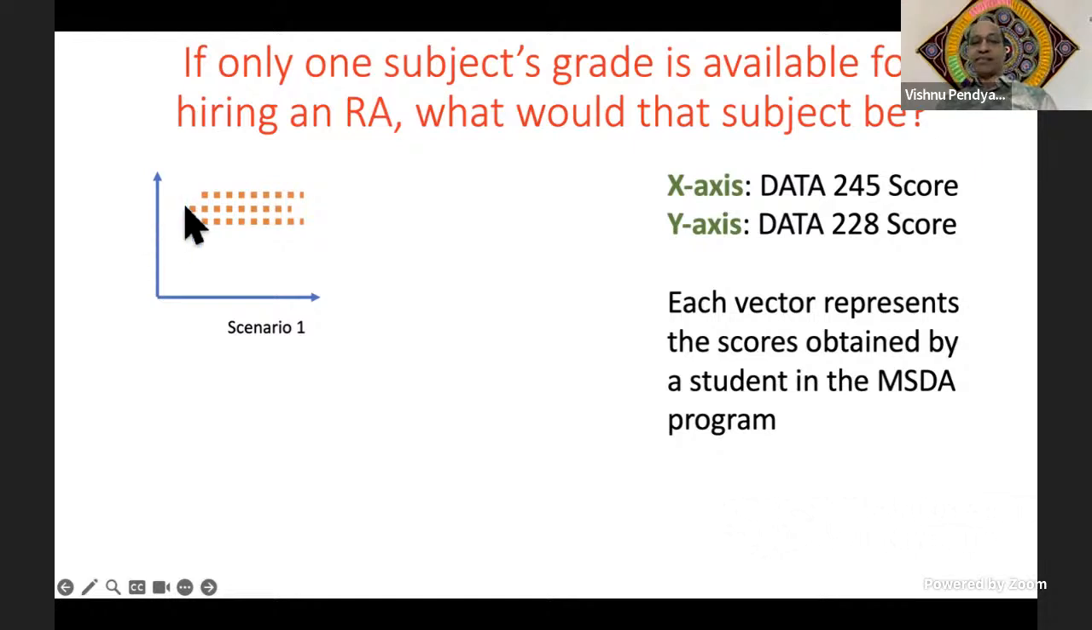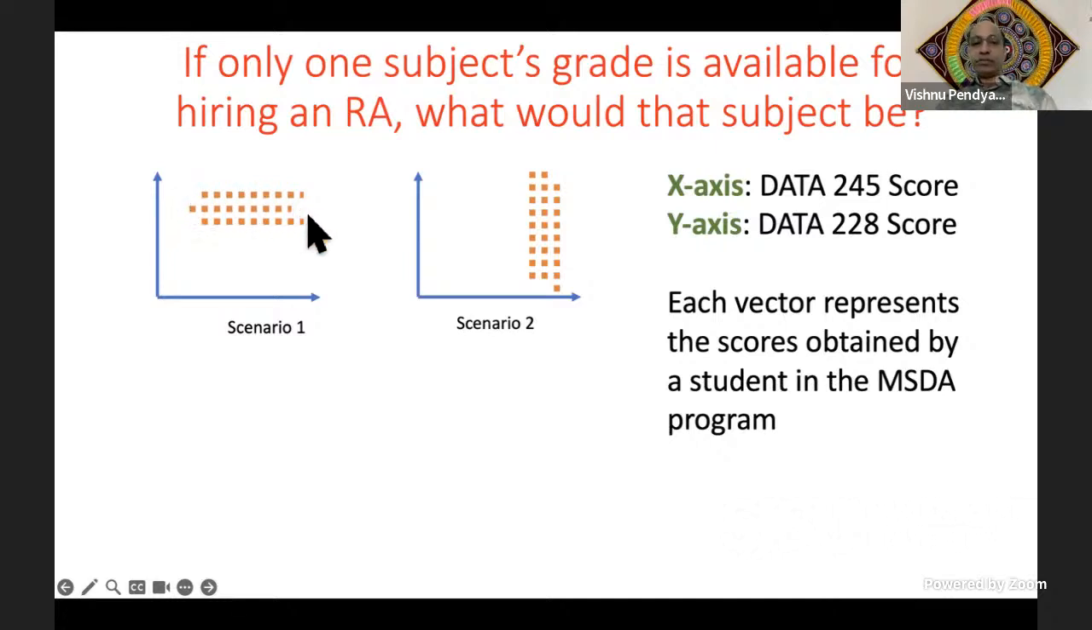Obviously 245, the x-axis, because that's where the students varied the most. I would like to choose students who scored very well in 245. This is just a hypothetical example to explain a very important concept. So I just go by the axis on which the students varied the most, the x-axis. That is scenario 1. So data 245 is what I'll base my decision on, because in data 228, pretty much everyone got similar scores. So that's why I choose data 245.